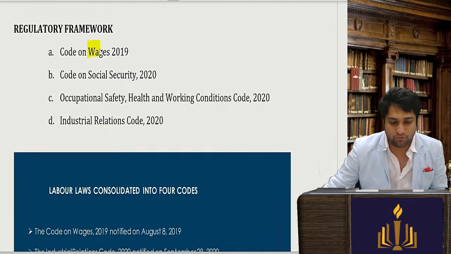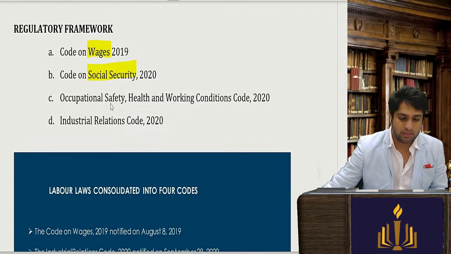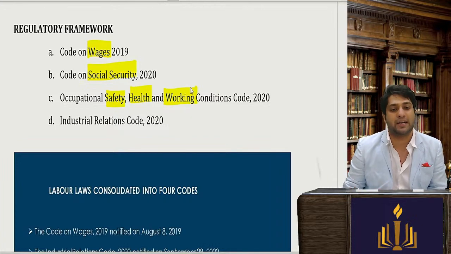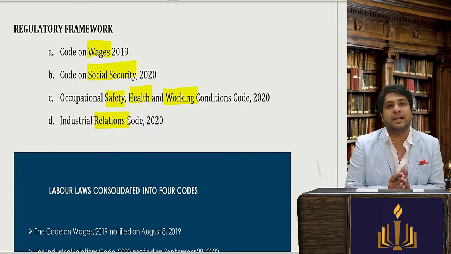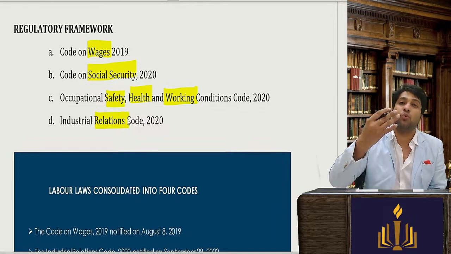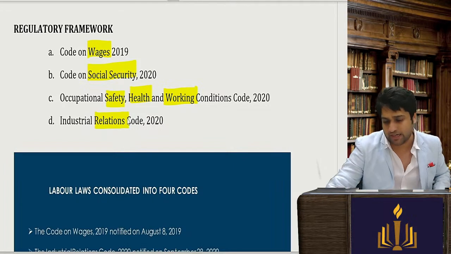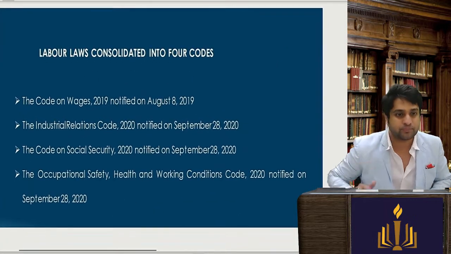That is the Code on Wages, the Social Security Code, the Occupational Safety, Health and Working Conditions Code 2020, and the Industrial Relations Code. So in India, we have only 4 labor codes at the moment. So we followed the recommendation and brought it down to 4 laws only.